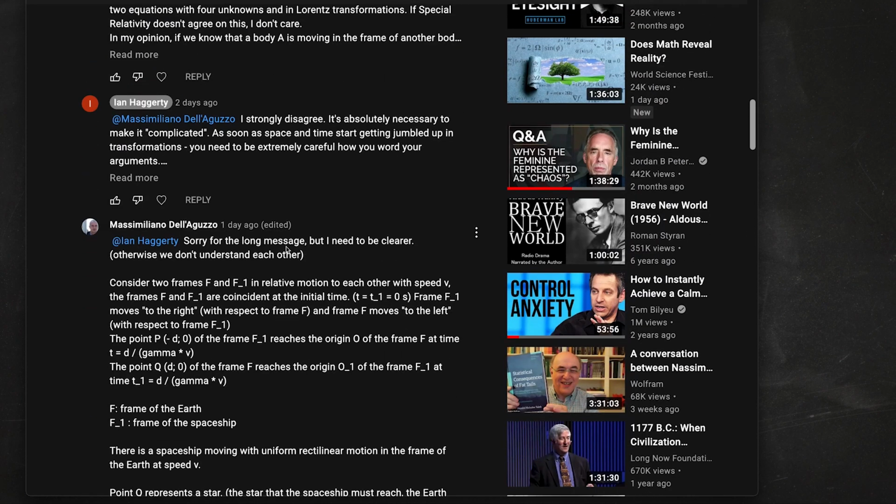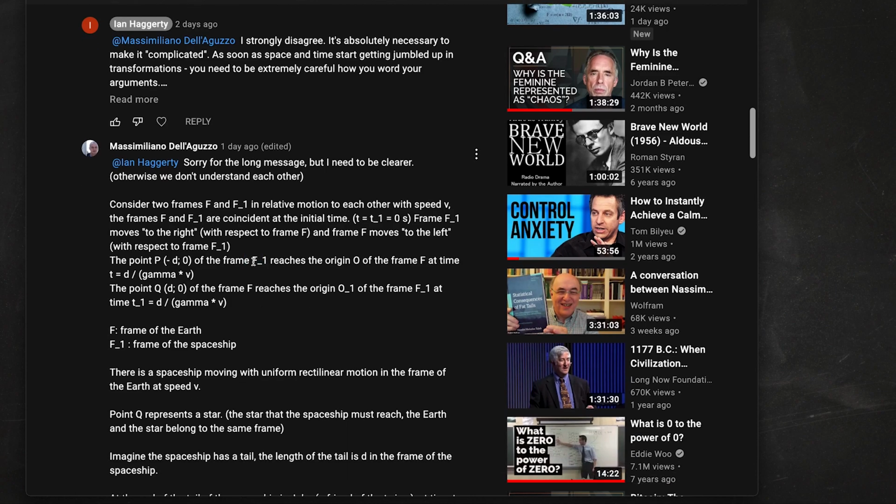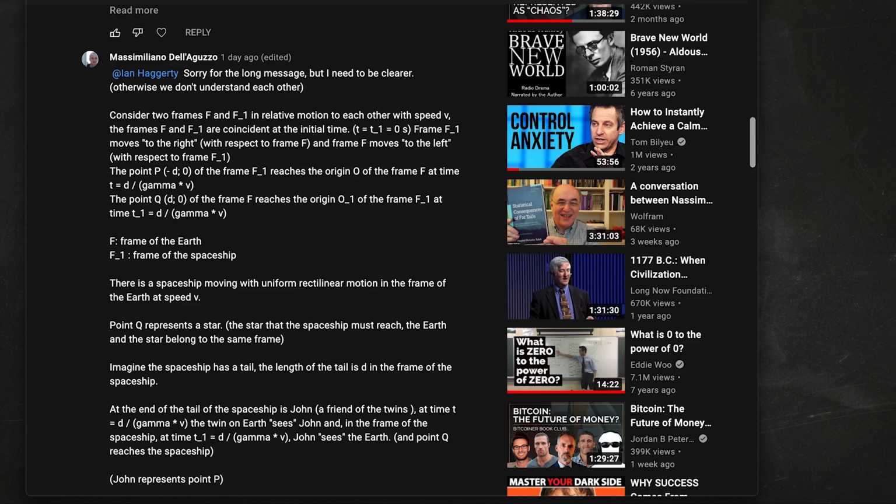So I think what we had here, you were saying we had the point negative D0 in this frame. I'm going to call this the prime frame, F1. And then you're saying there's a point D0 in the frame F. So you have some symmetry going on there. Let's just get that down and see what happens. So we have an unprimed frame and a prime frame.